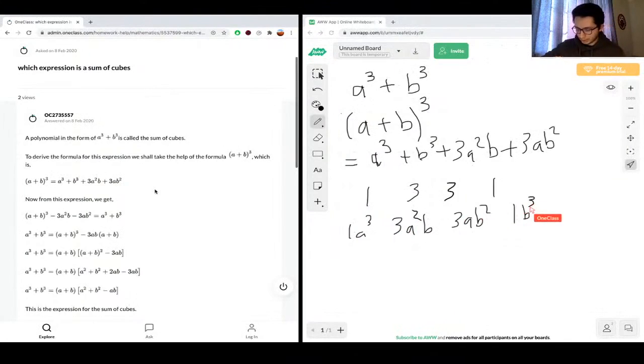If you look at just the powers, it's a cubed, then a squared, then a to the 1, and then a to the 0, which is just 1. And in the other direction, b to the 0, b to the 1, b squared, and b cubed. So when you're expanding out a plus b cubed, you can use this short form, or you can do the longer way where you multiply through each bracket. So this is just a helpful shortcut.